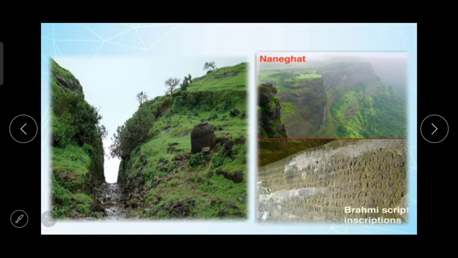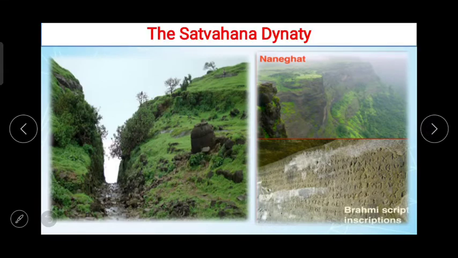The cave sculptures at Ajanta, Nashik, Karla, Bhaje, Kaneri, Junnar in Maharashtra were carved during the Satavahana period. We talked about this. Then the Naneghat, this one, and names in Brahmi script.